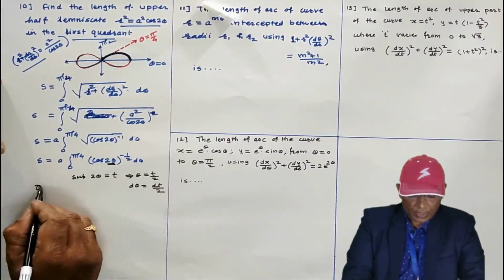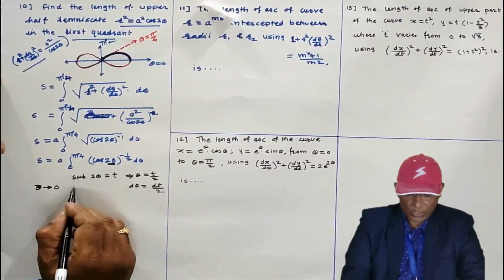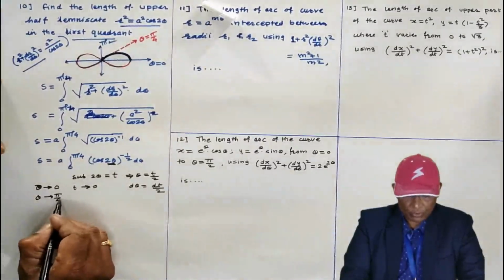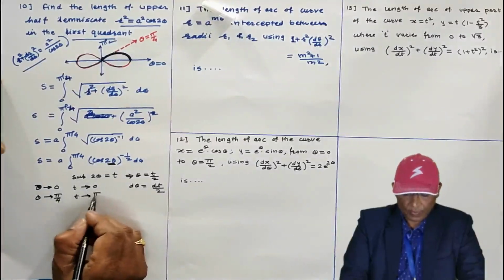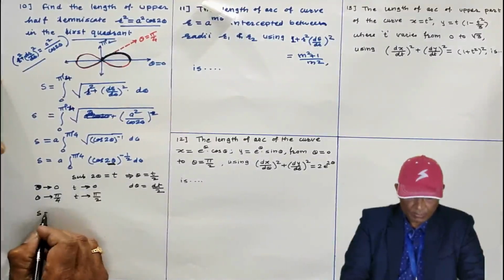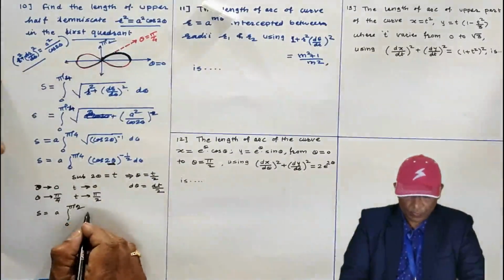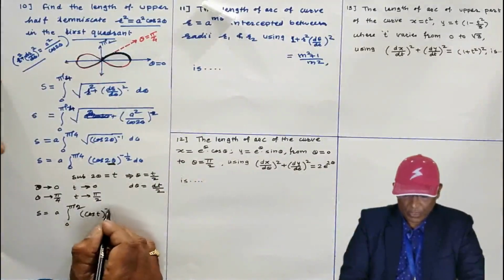When theta tends to 0, if you put theta equal to 0, t will be 0. If you put theta equal to pi by 4, then t will be pi by 2. Then this integral becomes a, from 0 to pi by 2, cos of t raised to power minus 1 by 2.